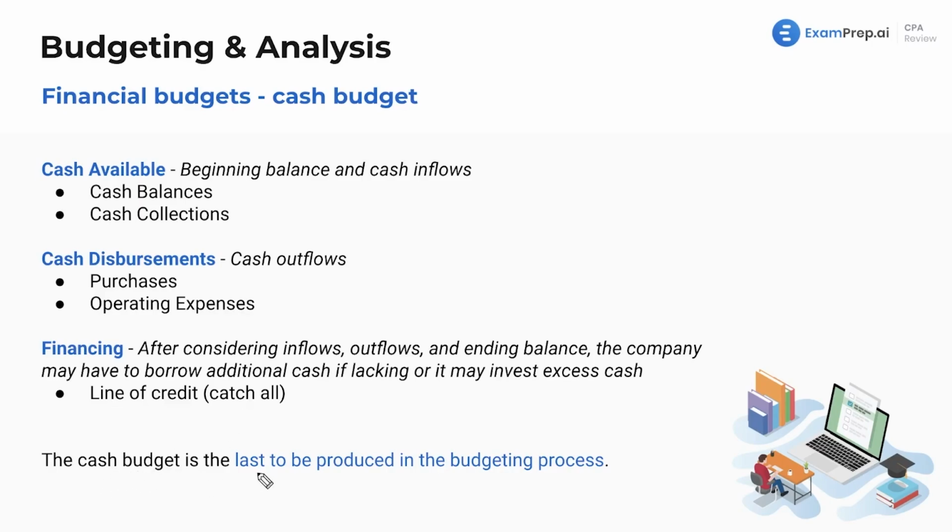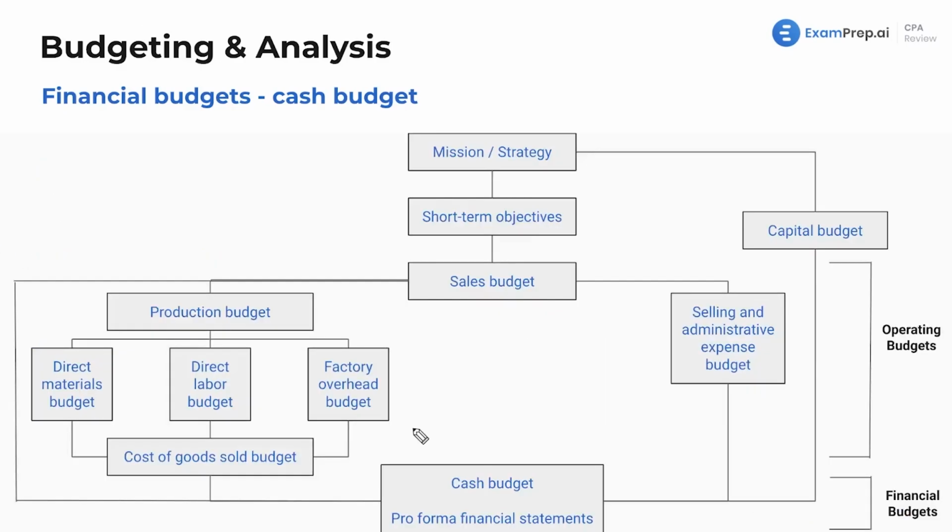Cash budget, remember, is the last to be produced in the budgeting process. And here it is, our cash budget. I know it's above pro forma financial statements because you do need all these to fill out the pro forma financial statements, but this is the last budget. And then, yes, pro forma is included in financial budgets. I know it's a little catch-22 kind of thing, but that is how that all works.